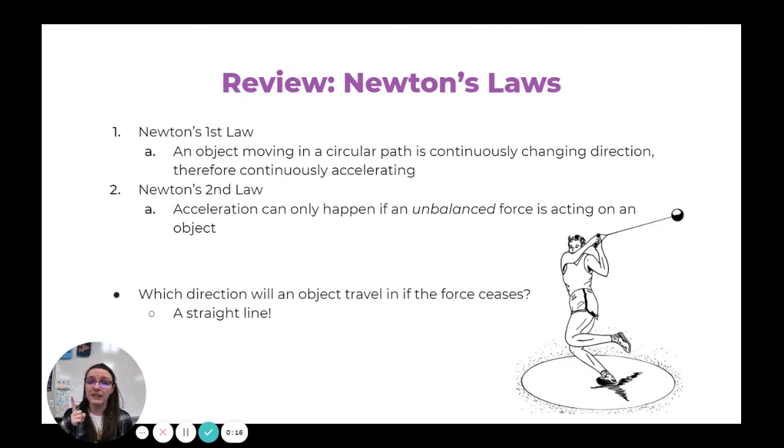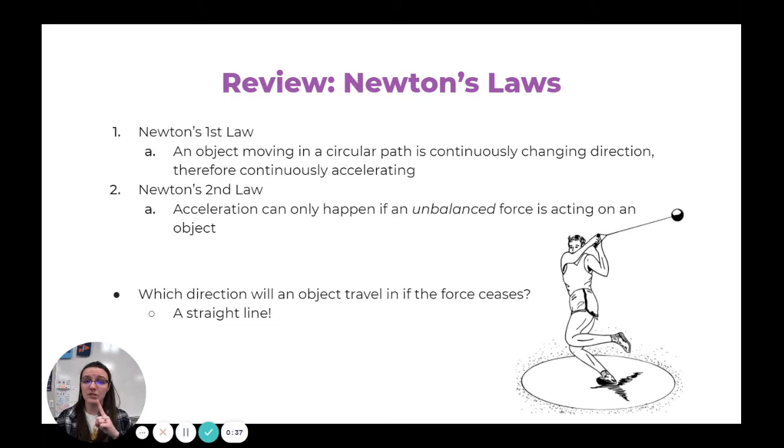Newton's first law is the law of inertia. Something in motion will stay in motion, or something at rest will stay at rest unless acted on by an unbalanced force. Newton's second law, F equals ma: an unbalanced force will cause an acceleration. And Newton's third law was action and reaction. So what does that mean here?